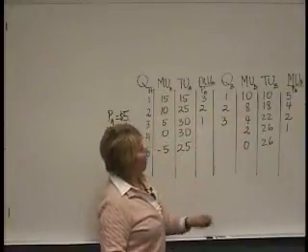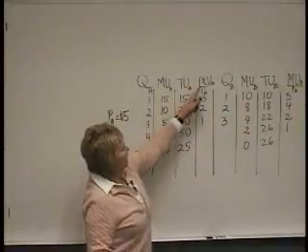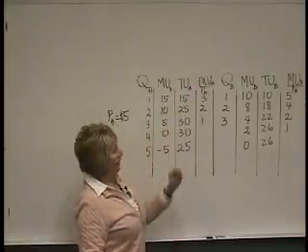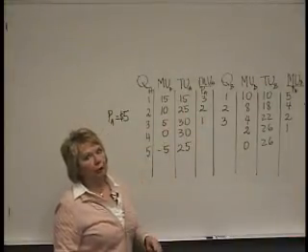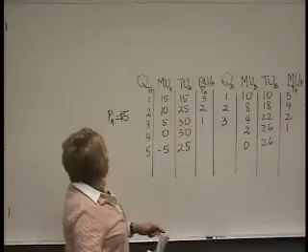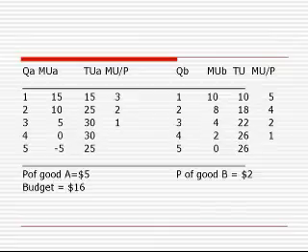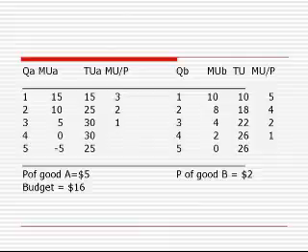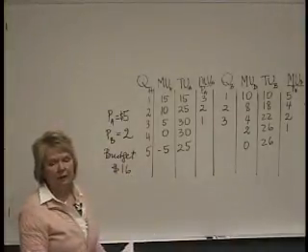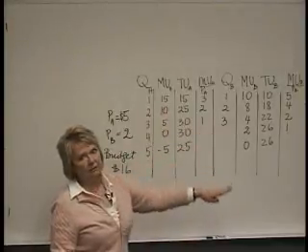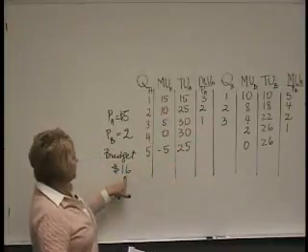The same goes here for good B. Now, when you're looking at marginal utility of A divided by the price of A, you're looking at how many utils do you get per dollar spent. Well, for that, you need to know the price. And here you have the price of good A is $5, while the price of B is $2. And you have a budget of $16. You want to spend it in such a way as to get the most satisfaction from the way you're going to be spending the $16.